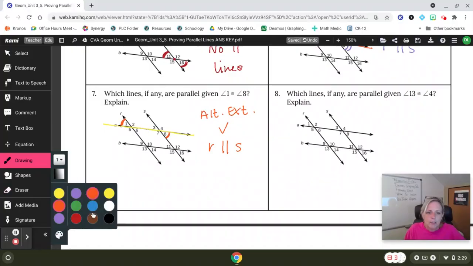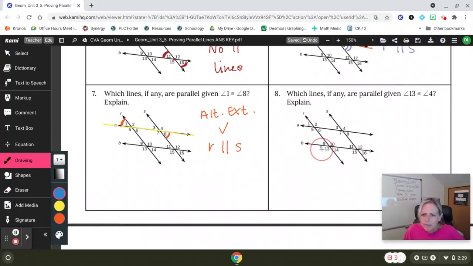And for number 8, our last example, we have 13 is congruent to angle 4. Now, if you notice, they are on 2 different vertices, but they don't share a line. So angle 4 is on line S and A, and angle 13 is on line R and B. So this does not have a transversal, which means we cannot prove that we have any parallel lines. So when they're across the diagonal that way, we cannot prove that lines are parallel.